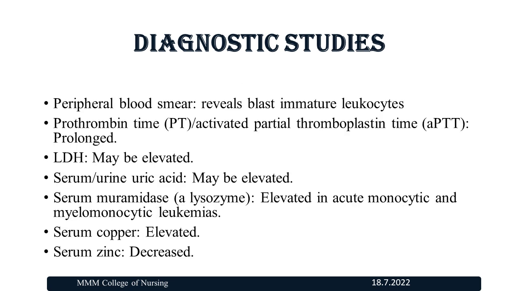Other diagnostic studies: peripheral blood smear, it will reveal the blast immature leukocytes; prothrombin time and activated partial thromboplastin time prolonged; LDH may be elevated; serum uric acid may be elevated; serum muramidase elevated in acute monocytic and myelomonocytic leukemias; and serum copper and serum zinc also. Serum copper is elevated and serum zinc is decreased.